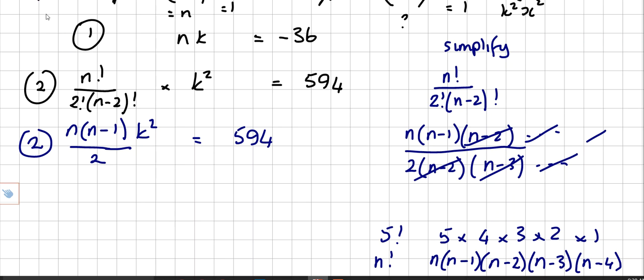Simultaneous equations then, how are we going to go about solving these? Is it elimination? Can I first, before you do that, times the 2 by the 5? Yeah, you could do that if you want. So number 2 is then n times n minus 1 k squared equals, is that right? Yeah.